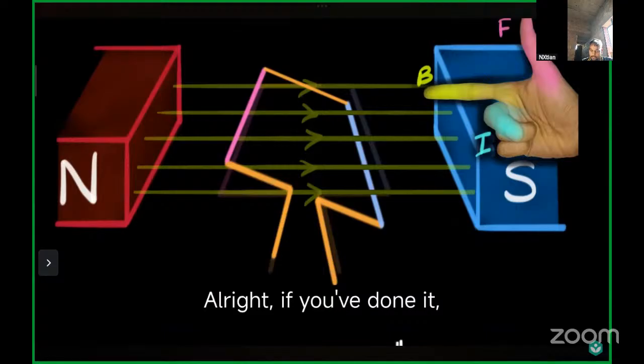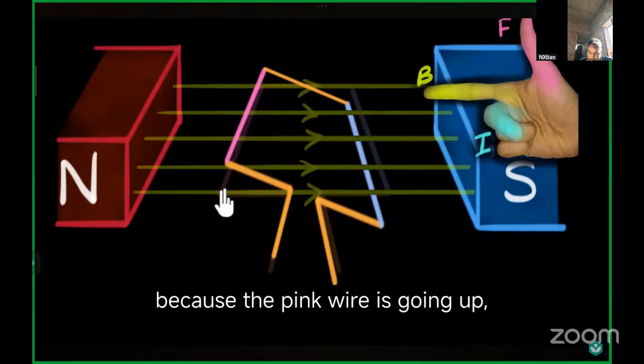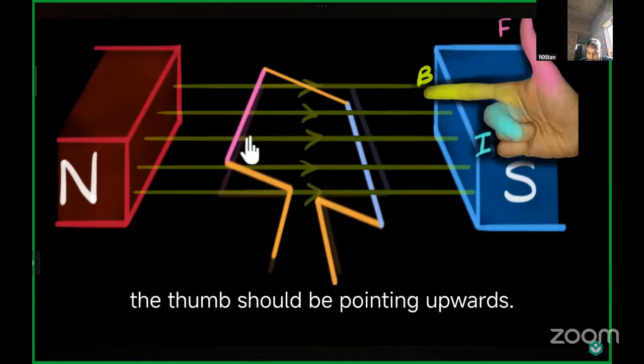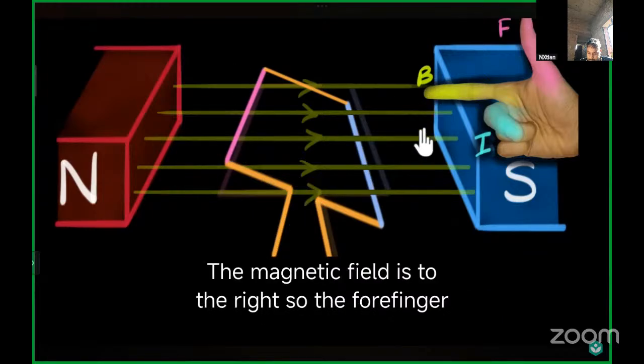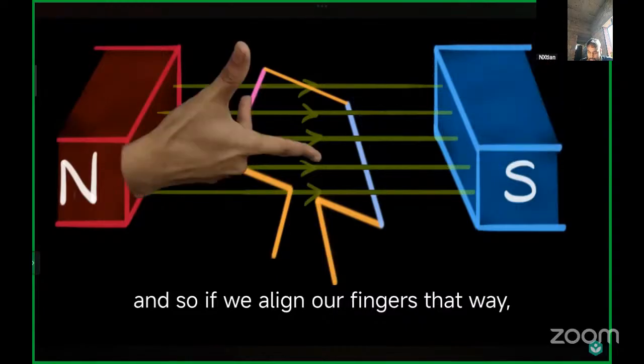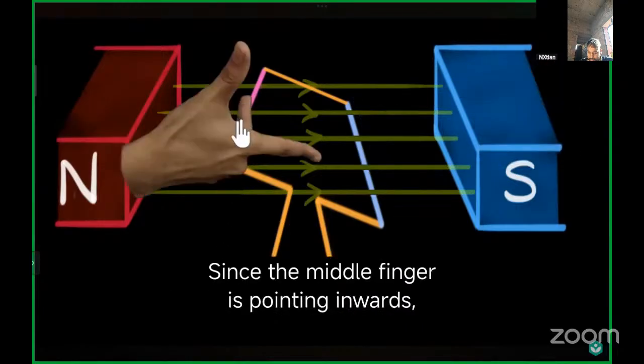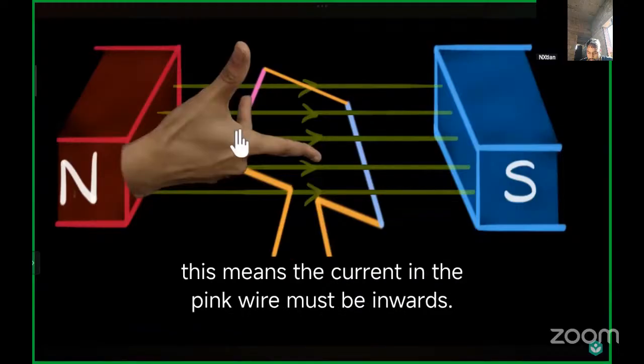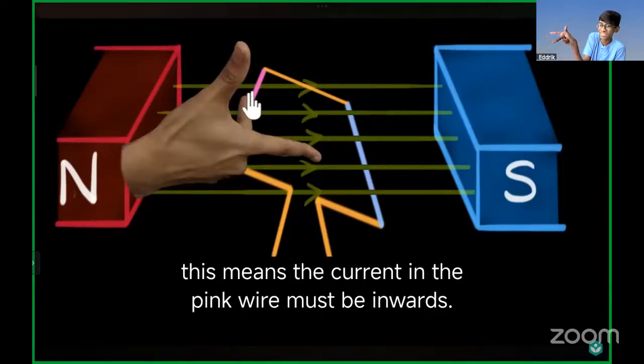Alright, if you've done it, let's first start with the pink wire. Because the pink wire is going up, the thumb should be pointing upwards. The magnetic field is to the right, so the forefinger should be pointing to the right. And so if we align our fingers that way, it will look like this. Since the middle finger is pointing inwards, this means the current in the pink wire must be inwards.